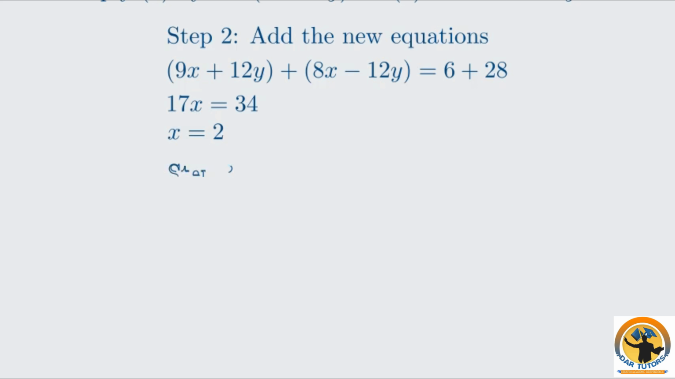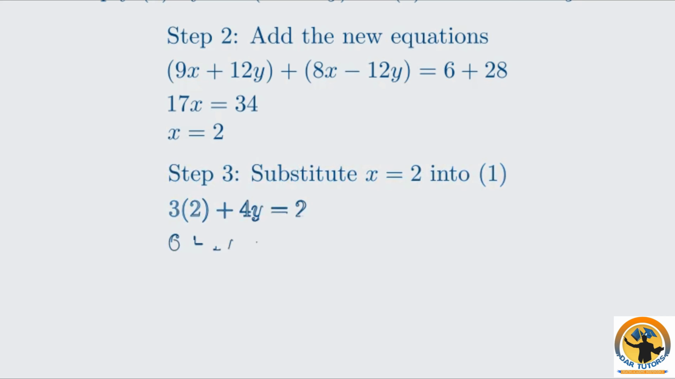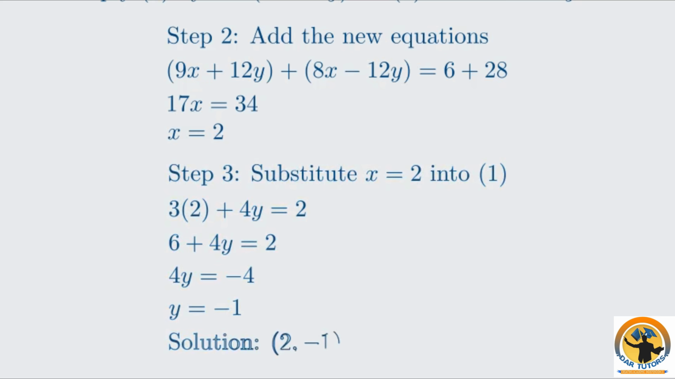Step 3. Substitute x equals 2 back into one of the original equations. Using the first one, we get 6 plus 4y equals 2. Solving for y, we find y equals negative 1. The solution is (2, -1). We can again check our answer. We have successfully solved two systems of equations using both substitution and elimination.